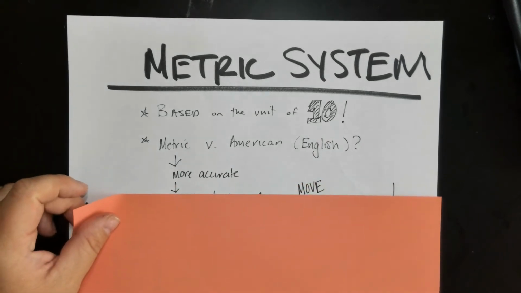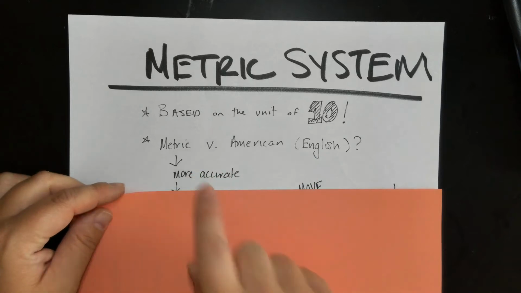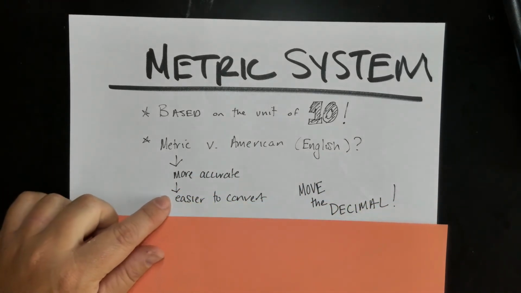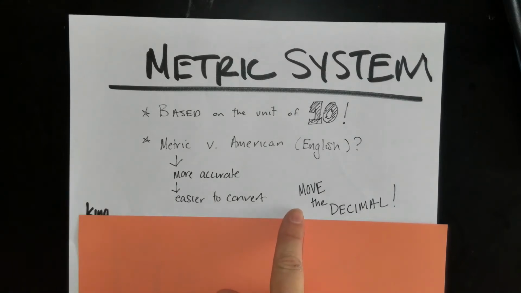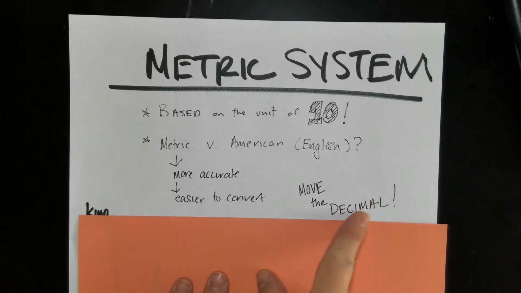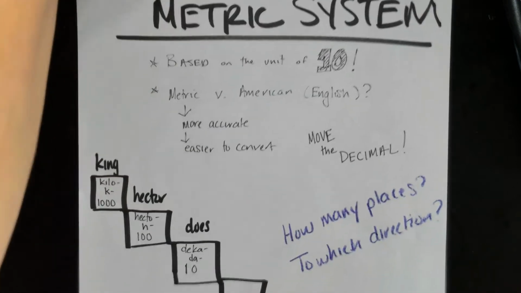Okay, the metric system versus the American system. We can also call this the English system. The metric system is more accurate and the metric system is easier to convert. What we're going to learn is that with the metric system, when we have to go from a larger unit to a smaller unit or a smaller unit to a larger unit, all we're doing is moving our decimal point, okay? Well, how do we do this?